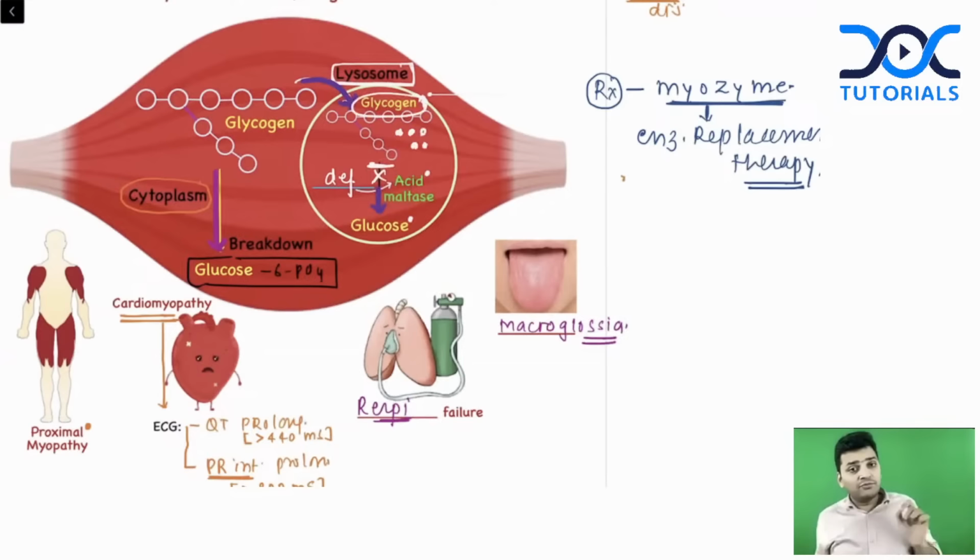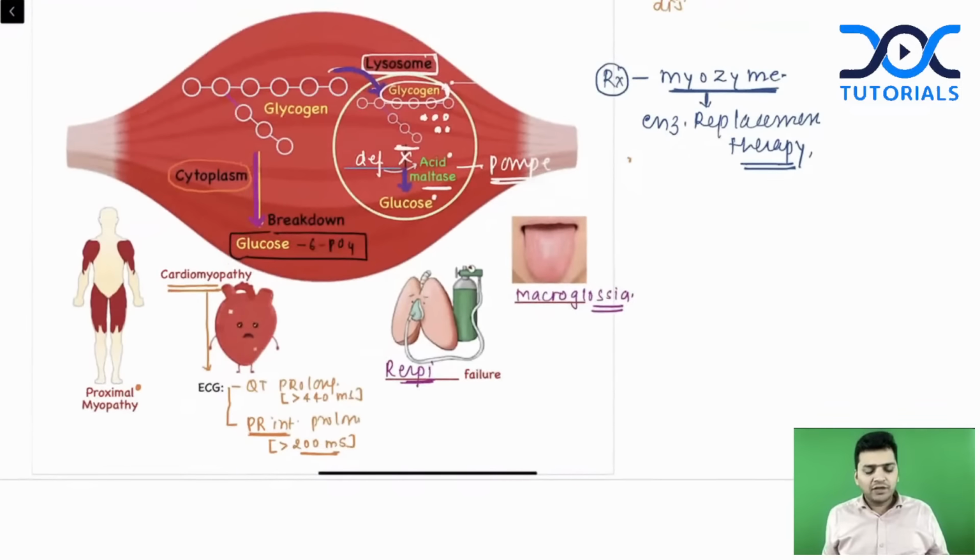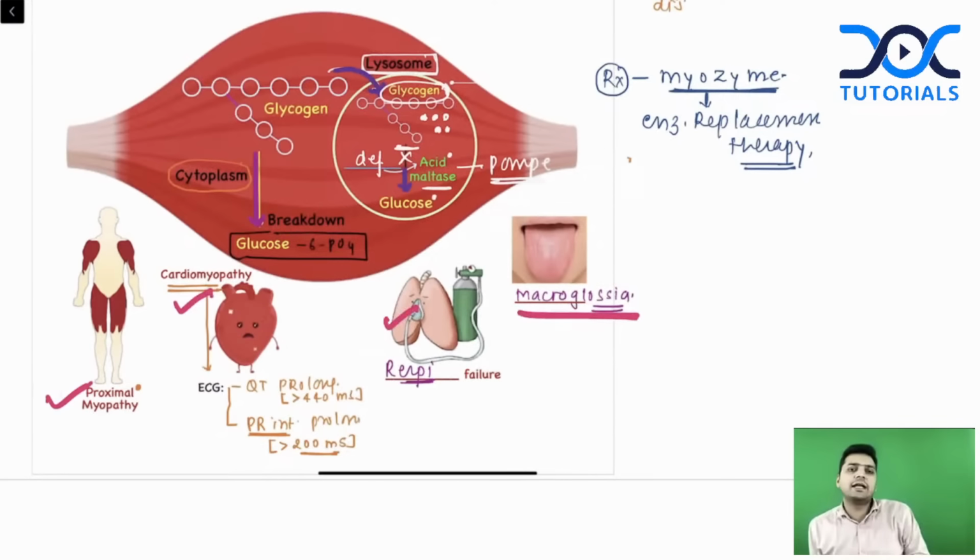And this is what the MCQ is saying, that muscle biopsy is showing glycogen inside the lysosome. Means this enzyme, acid maltase, is not there. And if acid maltase is not there, this is called Pompe disease. That is going to primarily affect the muscles. There is going to be proximal myopathy, cardiomyopathy. The respiratory muscles, the diaphragm, will have the problem. There is going to be macroglossia. These are the problems related to the muscles that we are going to see.